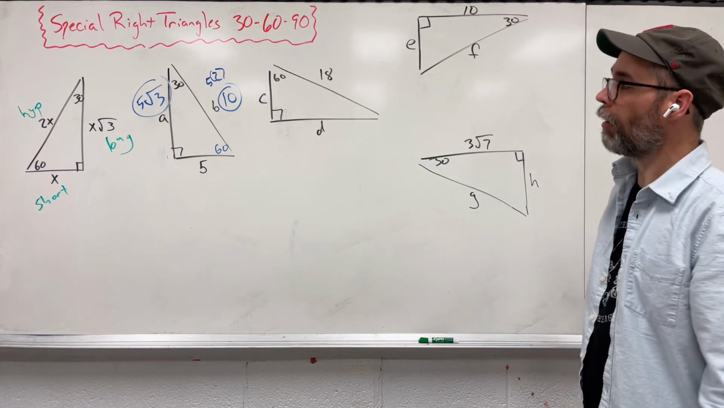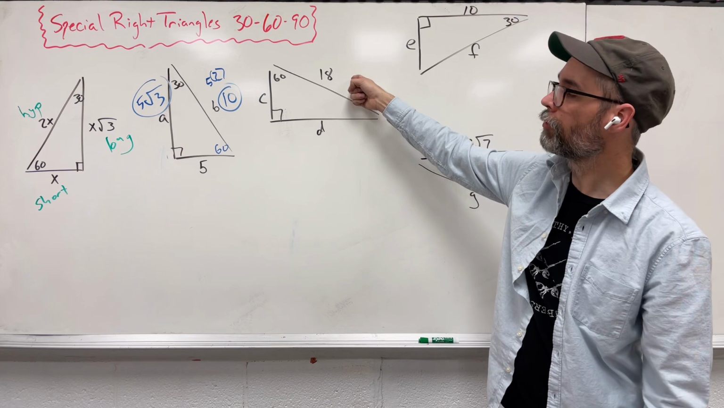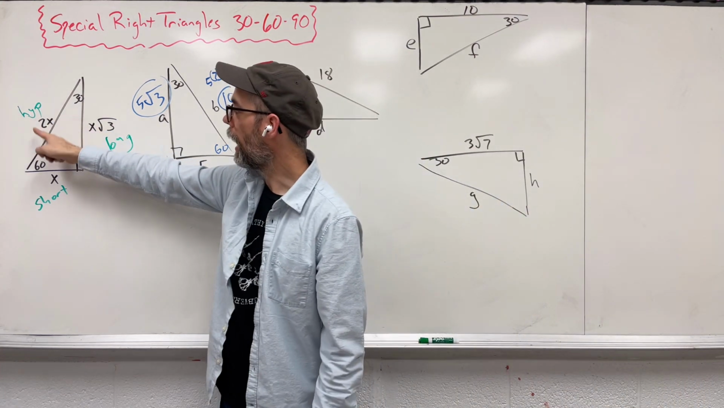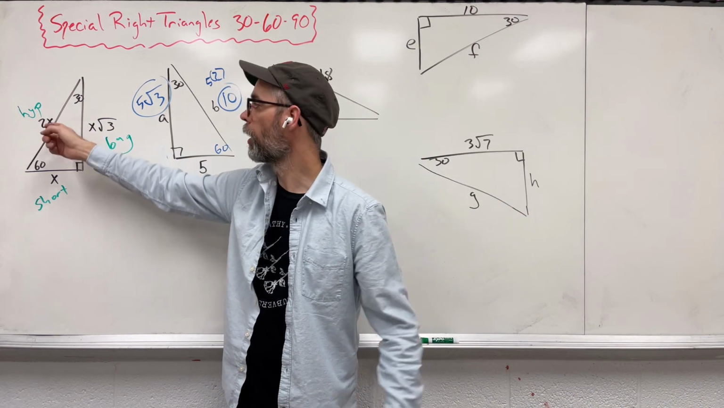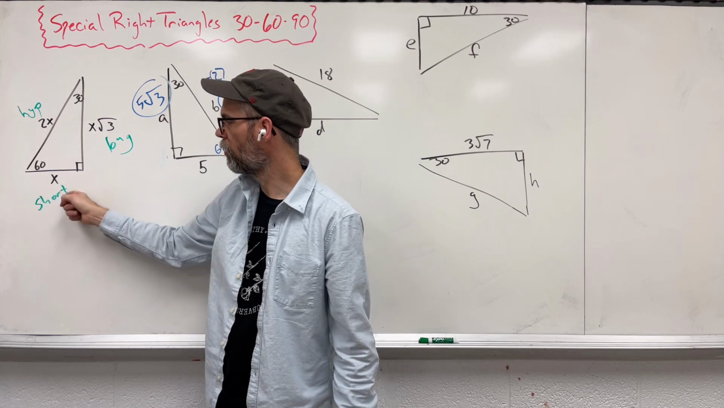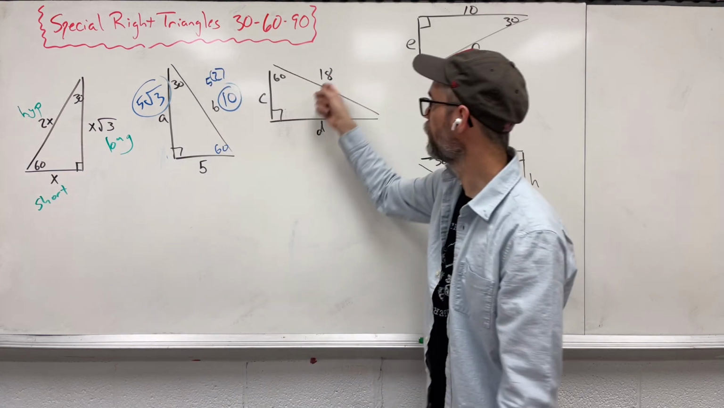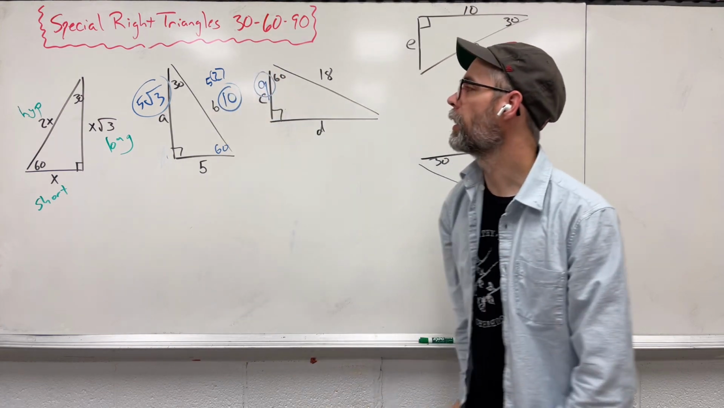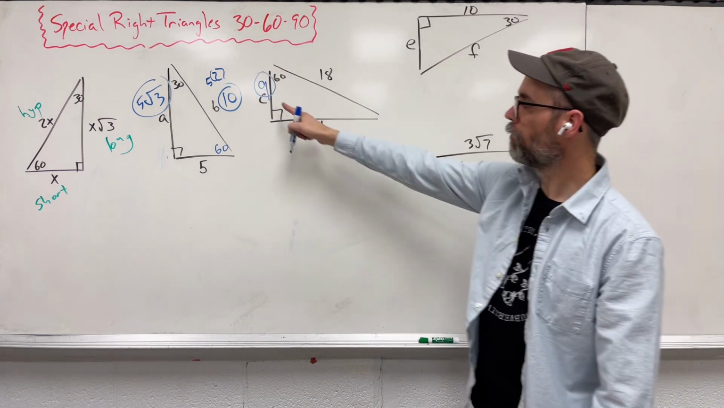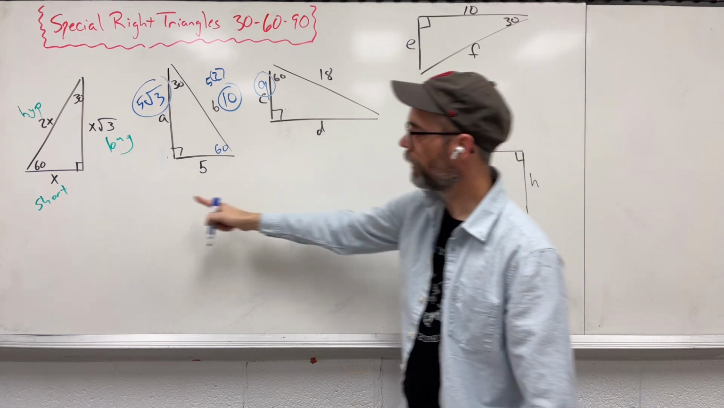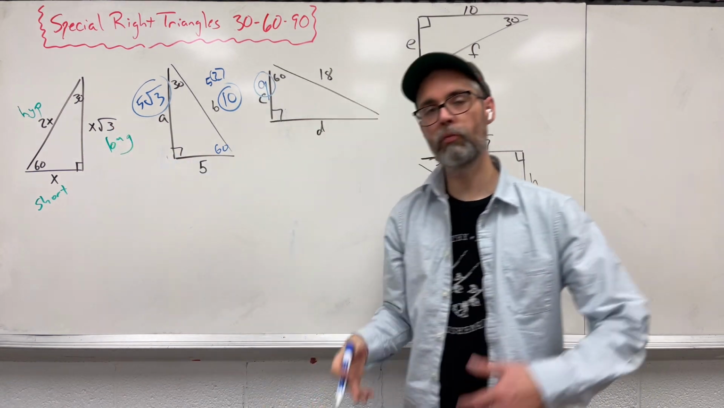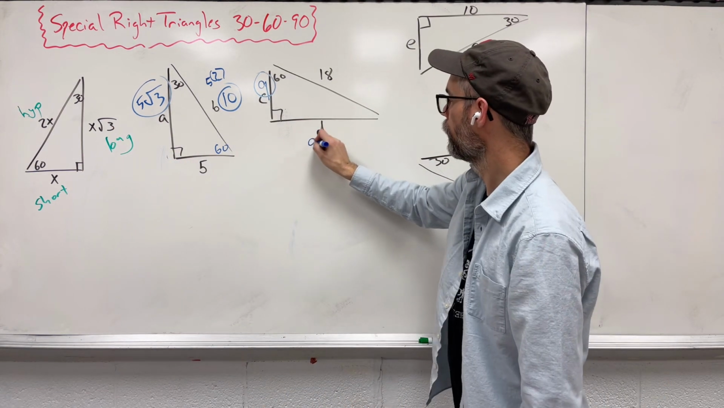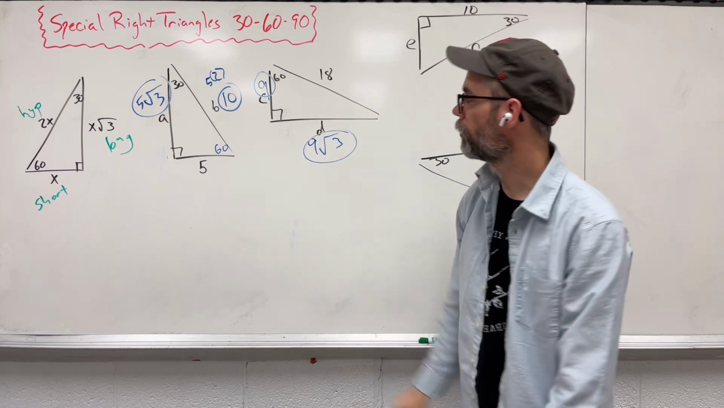Middle one here. Now I know my hypotenuse. My hypotenuse is 18. If I do 2 times a mystery number, then if I divide by 2, I'm left with my short leg. So let's take this 18 and cut it in half. We're left with 9. If I want to move from my short leg to my long leg, short to long, all I have to do is multiply by radical 3. 9 radical 3, done.